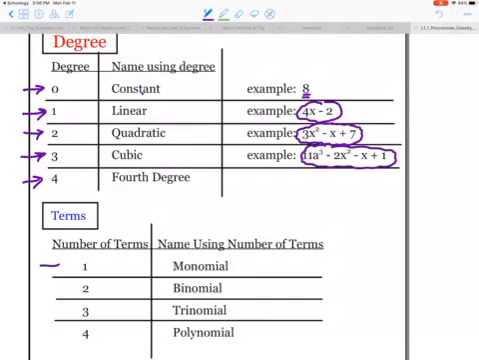We've already used these terms. Monomials, 1 term. Binomials, 2 terms. So 2x minus 4 is a binomial. A trinomial, 3x squared plus 2x minus 1, that's a trinomial. And a polynomial is more than those terms.